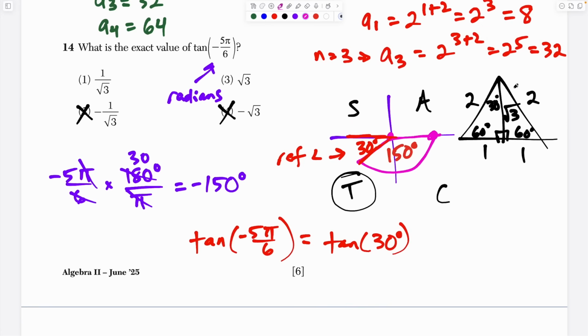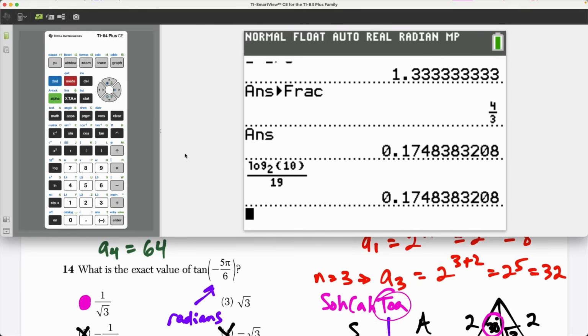So when I'm finding something like tangent of 30 degrees, tangent, remember the phrase SOHCAHTOA, is opposite over adjacent. So I go opposite of the 30-degree angle is 1 over the side adjacent to 30 is the radical 3. So that's why choice 1 is our answer, 1 over radical 3. Okay, but that was a ton of theory I just threw your way. So just know you could also just go to the calculator.